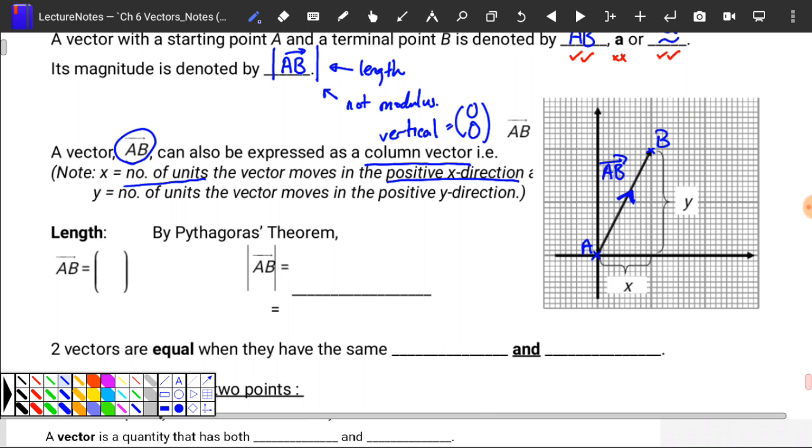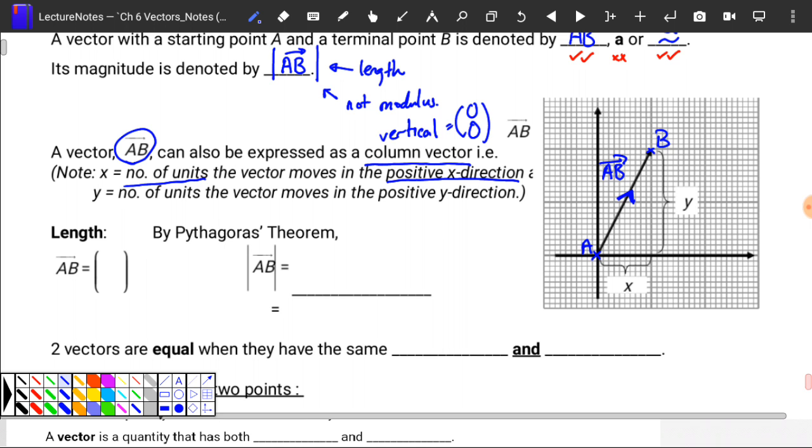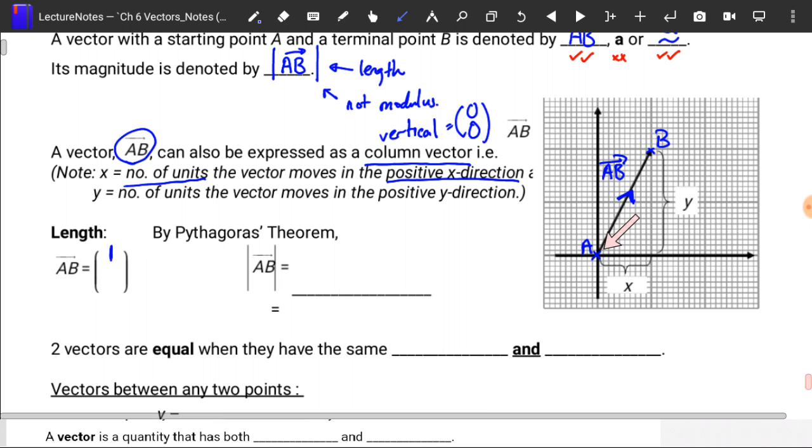Now, focus your attention here at the column vector part. You want to learn how to write a column vector. The first number is the number of units moved in the positive x direction. How many units is that? 1, right? So you put 1. Understand why 1? Because from A in the horizontal direction, it's moving 1 unit.